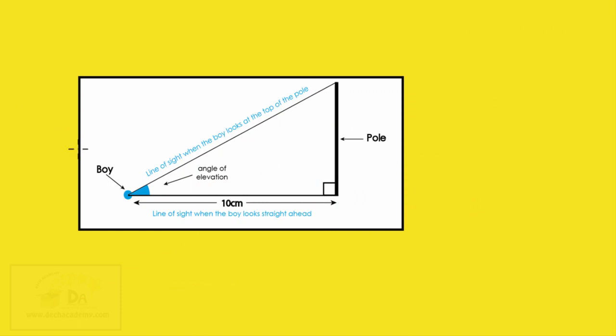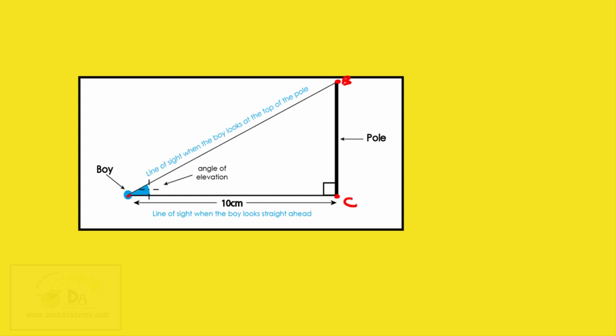Here we have the boy at the point. This is a line of sight, and he's looking at the point B on top of a pole. Here's the pole, and this is the base of the pole, and the boy lies 10 centimeters away from the base of the pole. So the distance between the boy and the base of the pole, which lies on the ground, of course, is 10 centimeters. So here you can see the right angle triangle because the vertical pole is obviously perpendicular to the horizontal ground level. So this is the problem.